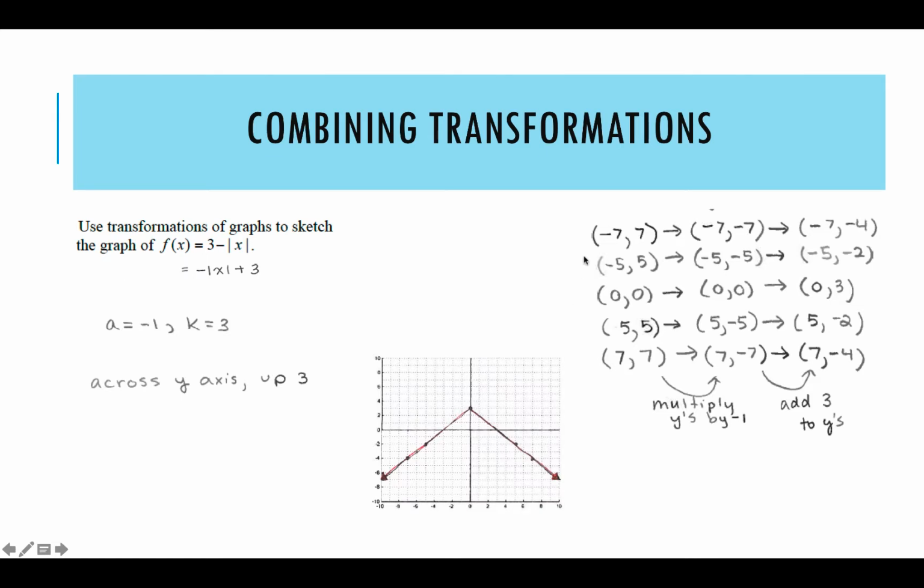So if we wanted to, we could multiply all the y values by negative 1, because we use a to multiply the y values. And we add k to the y values as well. So we add 3 to the y values, so I did that in 2 steps this time. If you plot those points, that's the graph that you should get. So hopefully it does look like it's across the x-axis and up 3.